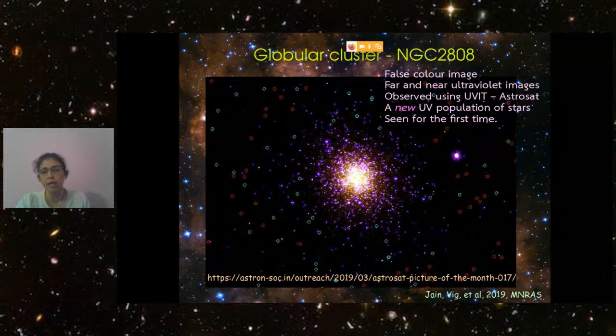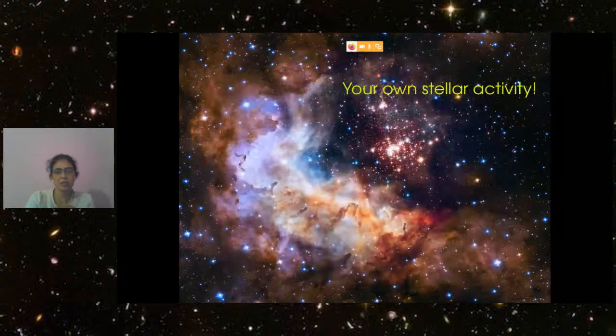We have found this new population, which means it's different from the other kind. And we have been able to segregate this based on color magnitude diagrams, which are like HR diagrams, not exactly, but very close to HR diagrams. So with this, I come to the end of the presentation about star clusters. And this was the star activity that I thought some of you may be interested in doing.